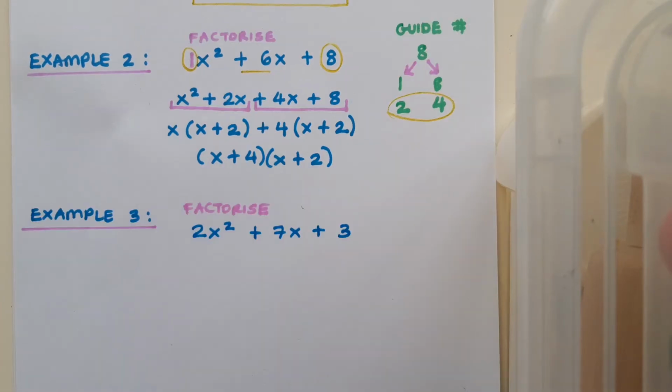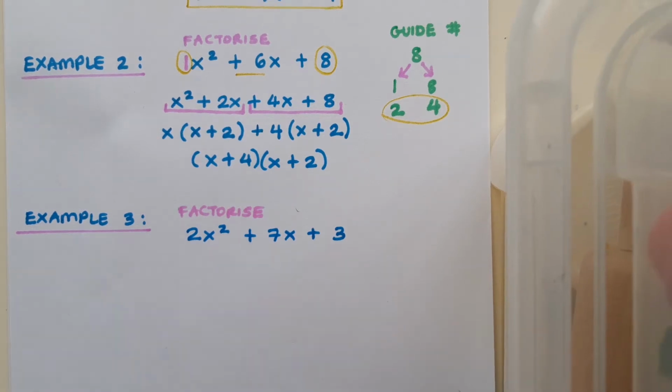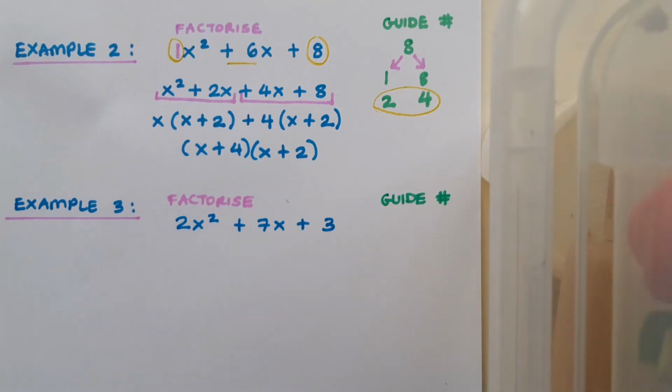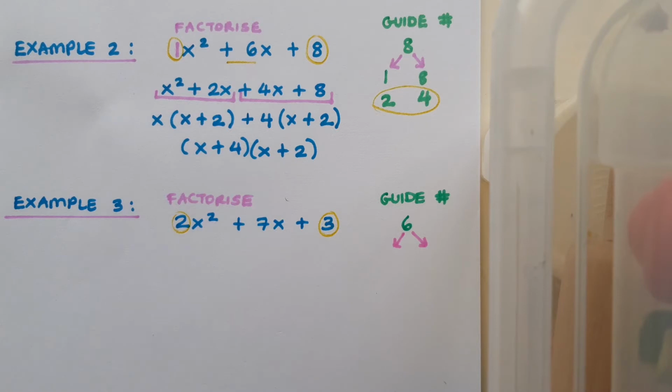Here's example 3. I want to factorise 2x squared plus 7x plus 3. The first thing I'll need to do is get the guide number. In this case, I'll get it by multiplying which two numbers together? I'll multiply the 2 by the 3 to get 6. And now I need to factorise the 6. What pairs of factors are possible?